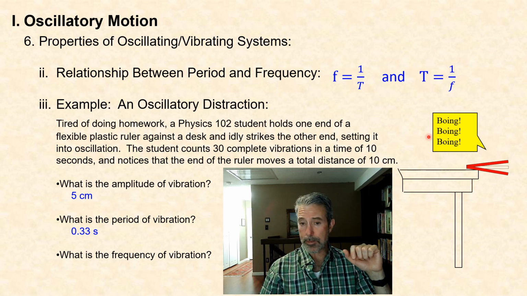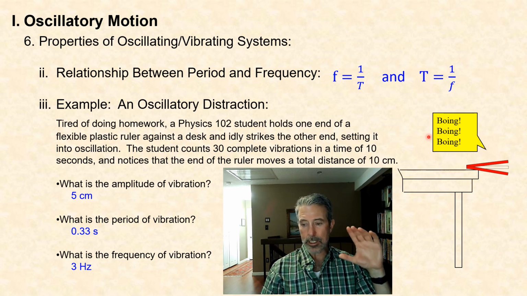And finally, if we're asked to calculate the frequency of vibration using the fact that we stated above, the simple relationship between period and frequency, for a period of 0.33 seconds, the frequency would be the reciprocal of that, the reciprocal of 1/3, which would be 3 vibrations per second, or 3 hertz.